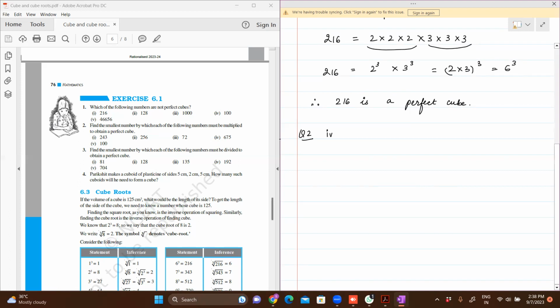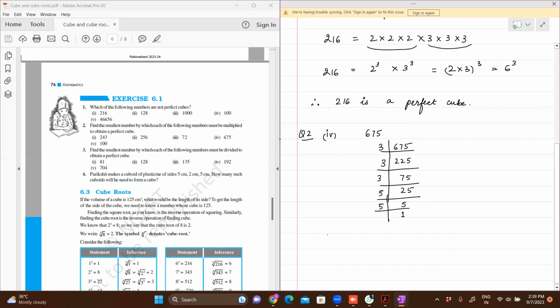I'm doing the fourth part here for this question, which is 675. First of all, in order to find out which number we need to multiply, we'll find the prime factorization of 675. We can see that it is divisible by 3. So 3 into 225 is 675. Then again, this is divisible by 3. 3 into 75 is 225. 3 into 25 is 75. 5 into 5, sorry, 5 into 5 is 25, and then 5 into 1.